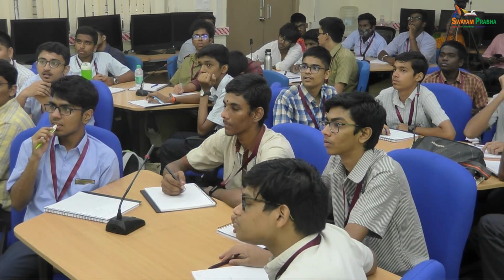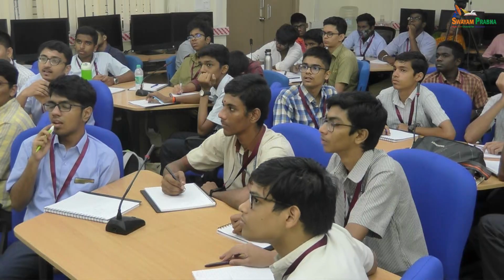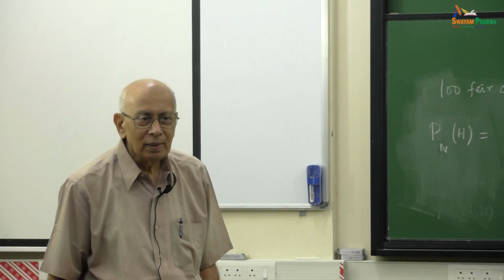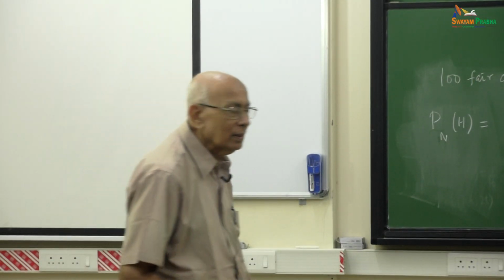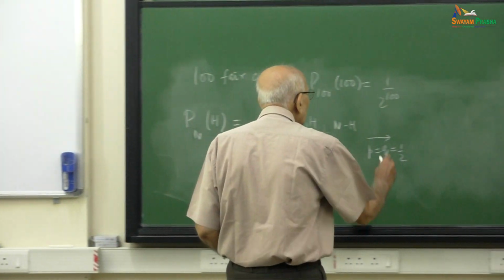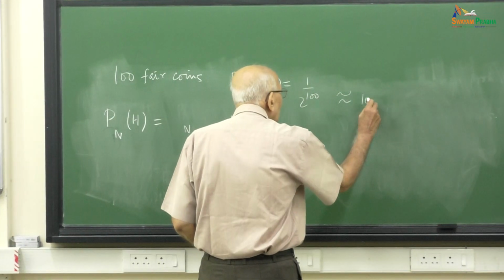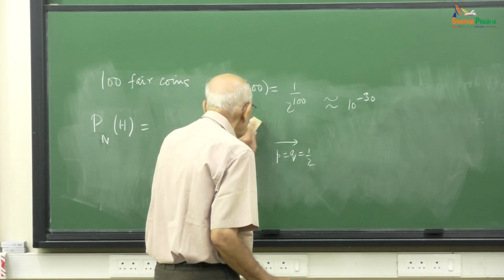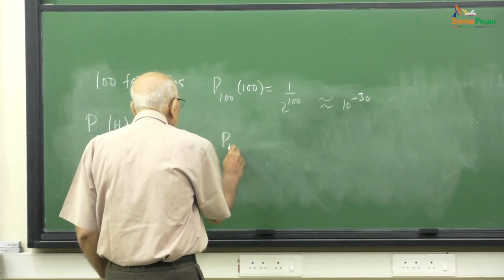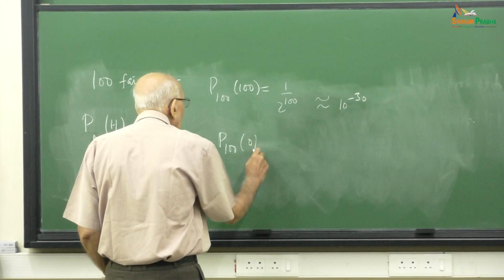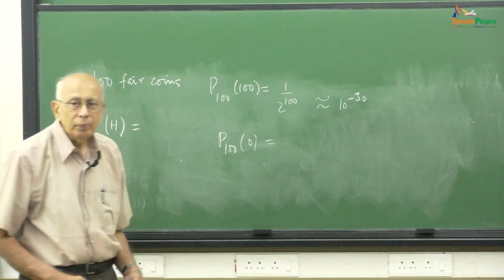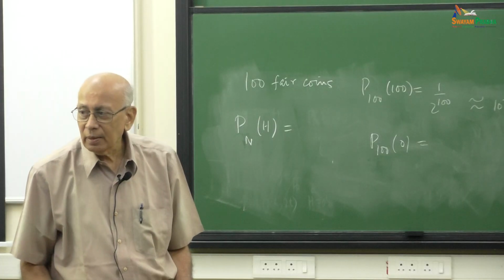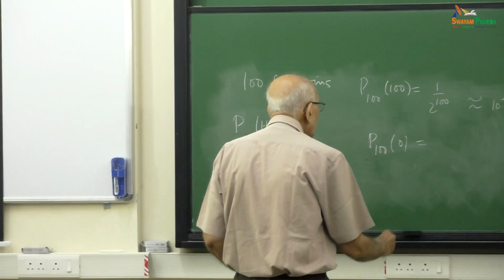Well, 10 is roughly 8, which is 2 cubed. So about 10 to the minus 30 or so. Really small. Much smaller than Avogadro's number, right? Very, very roughly 10 to the minus 30. What is this? P100(0). All tails. Again the same thing, it's the same number, 1 over 2 to the 100.